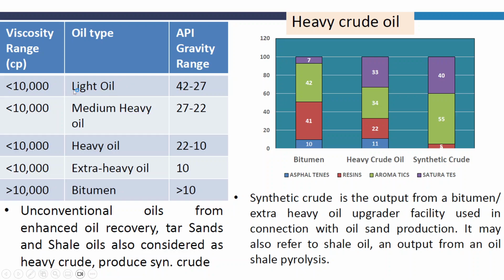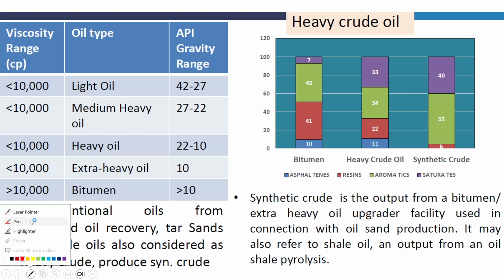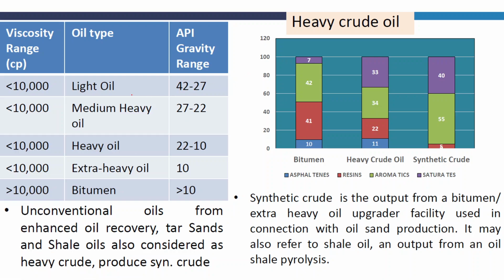As I told you, the higher the API gravity, the better the quality of the product. As we can see in this table, these are the lighter oils, medium heavy oils, extra heavy oils, and bitumen. Bitumen is the heaviest of them all. We can see that the API gravity decreases as the products become heavier.